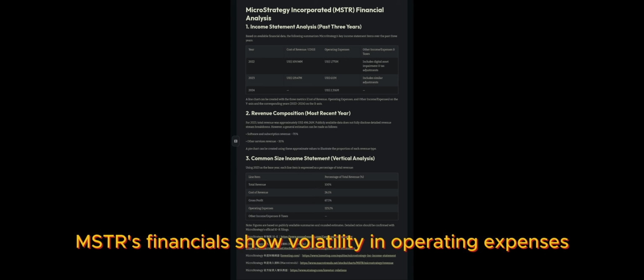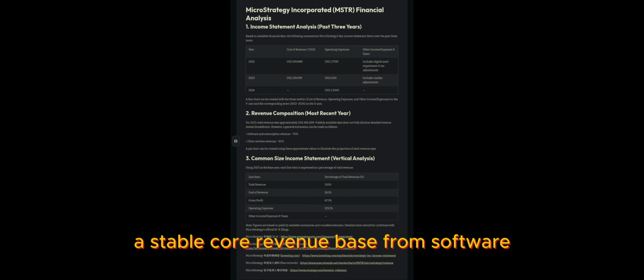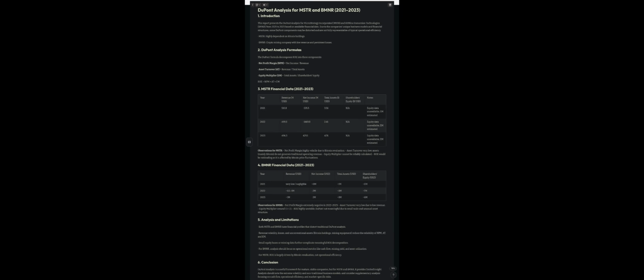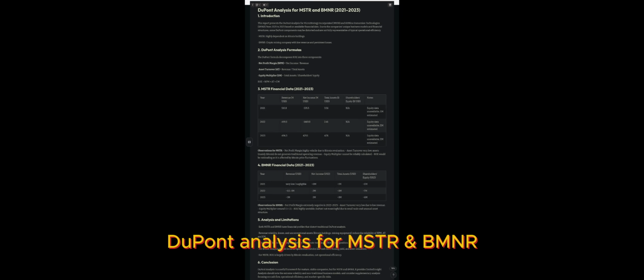Conclusion: MSTR shows financial volatility in operating expenses, a stable core revenue based on software, and a high gross margin despite temporary charges.